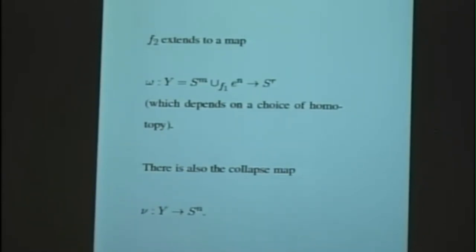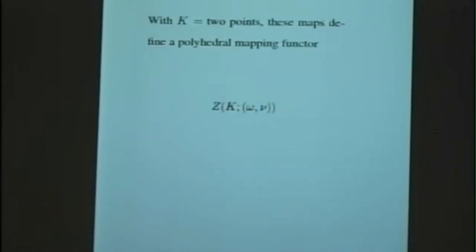Just extend the map. Now this map, it's not unique. It depends on the choice of homotopy. But I made some comments that there's a Toda bracket here. The indeterminacy is starting to rear its head right now. There's also a map, just collapse to the top cell. So I'm going to form the polyhedral mapping functor. K is 2 points. Over one point I put omega. Over the other point I put nu, the two maps I just described.